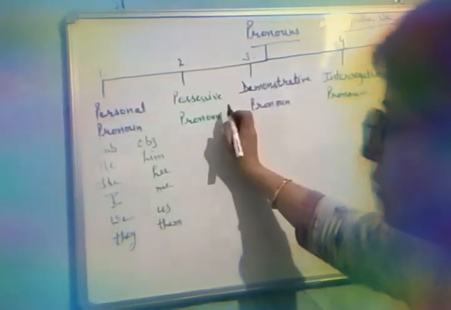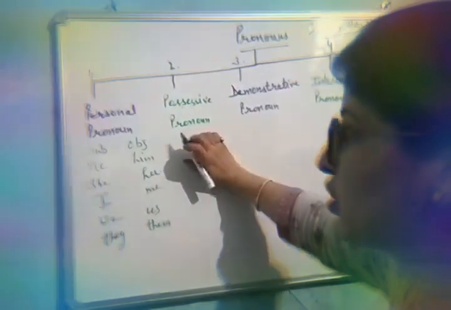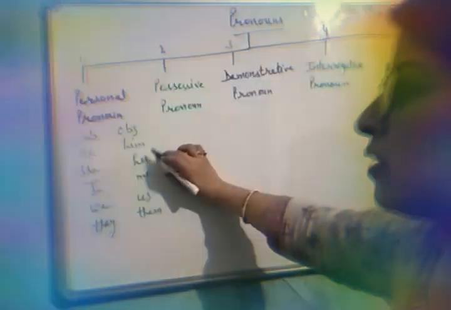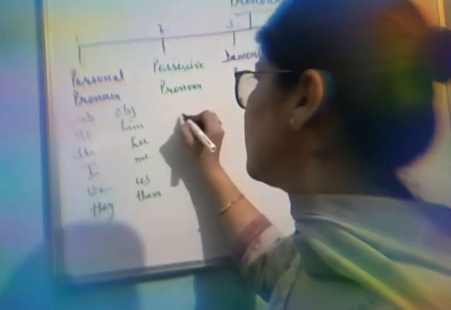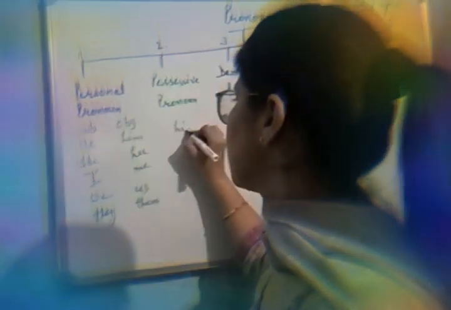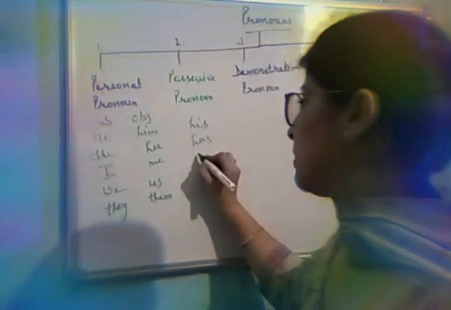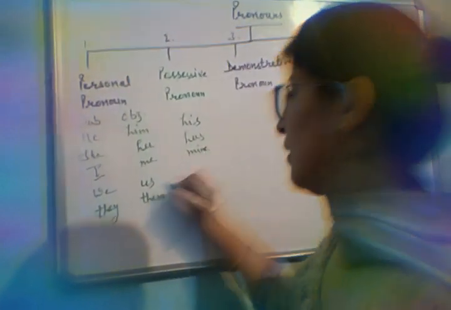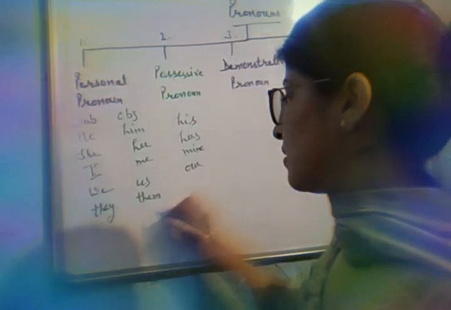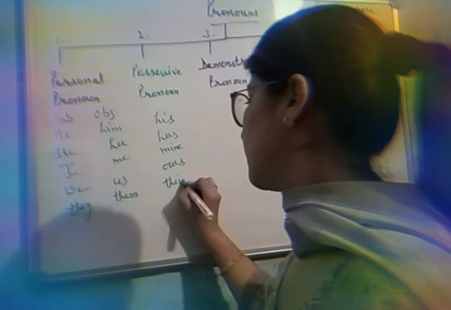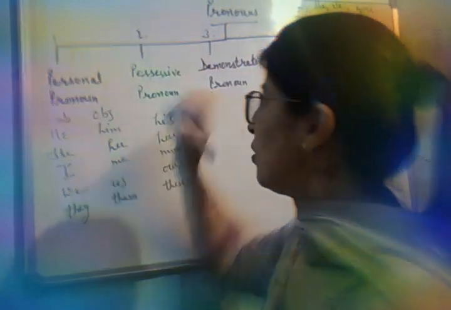Okay. Then next is the possessive pronoun. Possessive pronouns are the pronouns which show possession. If he is the subjective case and him is the objective case, what is the possessive case? His. The possessive case of she is hers, of I is mine, of we is ours, and of they is theirs.